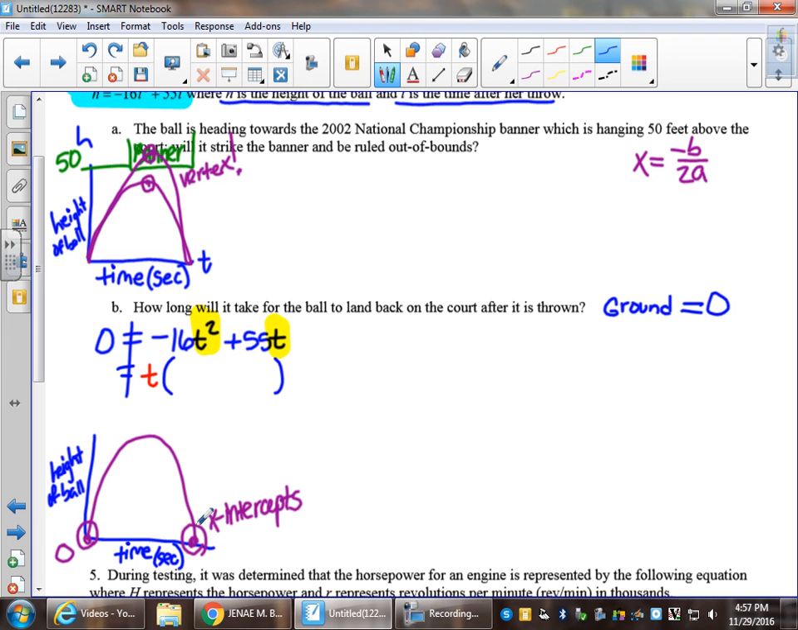Technically, you could do the quadratic formula. A is -16, B is 55, and C is 0. But if you approach this with factoring, it'll be faster. Either way, you will get the same answer. So to recap this, A is all about the vertex, how high. B is all about the x-intercepts, how far.